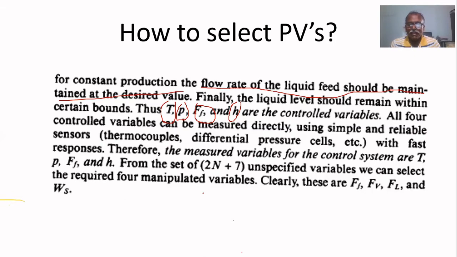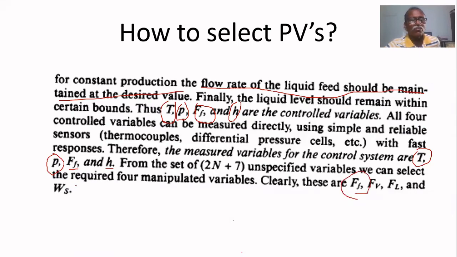Now, another challenge is, what are the manipulated variables to control these four variables? What manipulated variable do you have to use to control T? What manipulated variable do you have to use to control P? Similarly for F, similarly for H. What are the manipulated variables that we have?